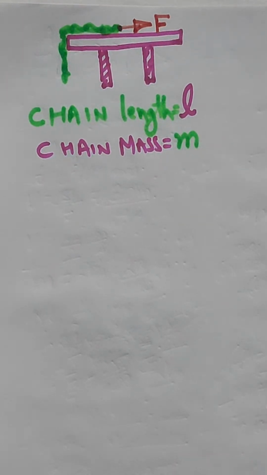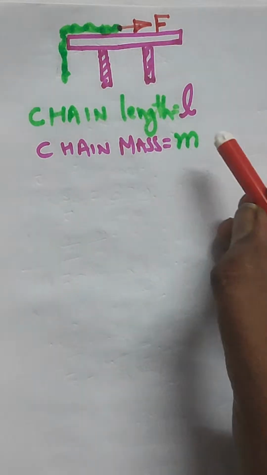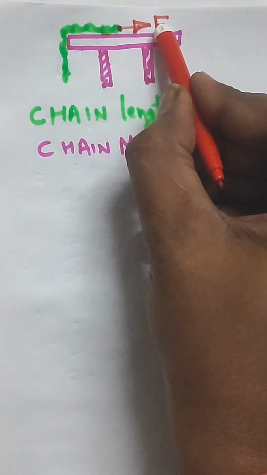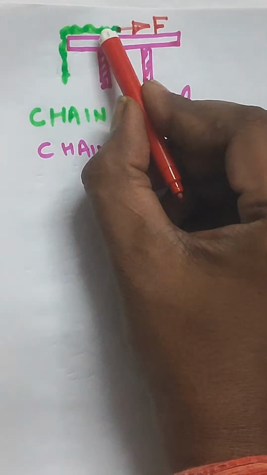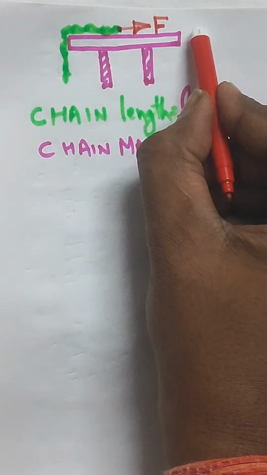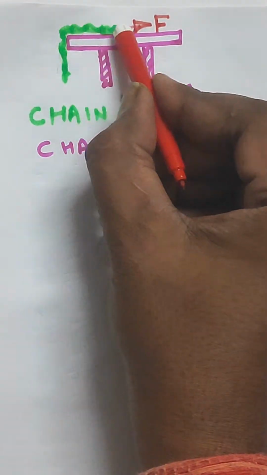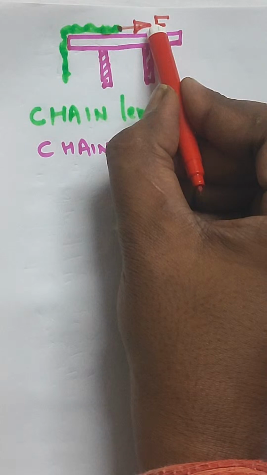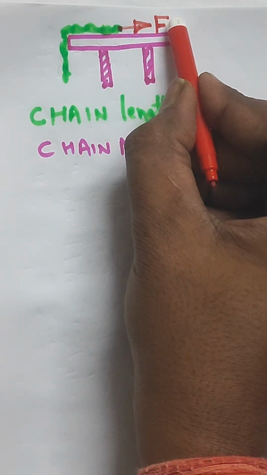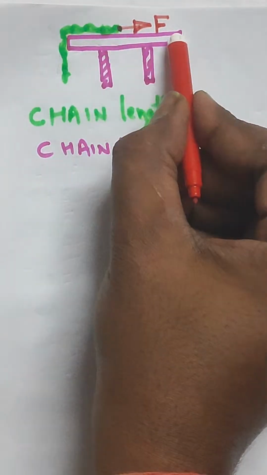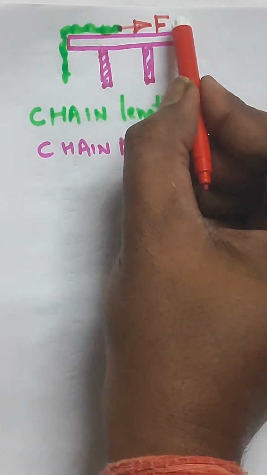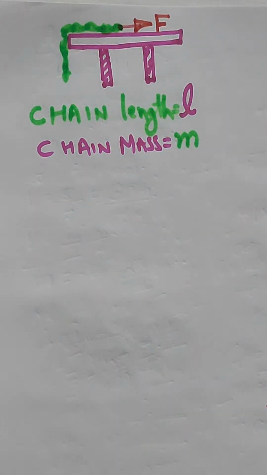And in the question it's mentioned that the chain is slowly pulled by a force at a constant speed up over the edge of a table. So this is the edge of the table. From here it is pulled up by a force F parallel to the edge of the table. So this is the edge of the table and parallel to it a force F is applied over here, right?